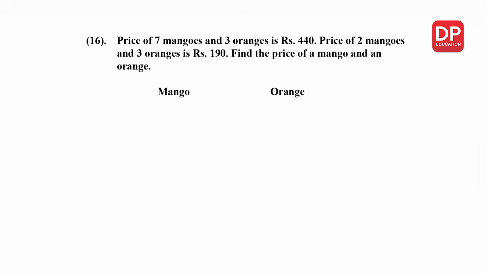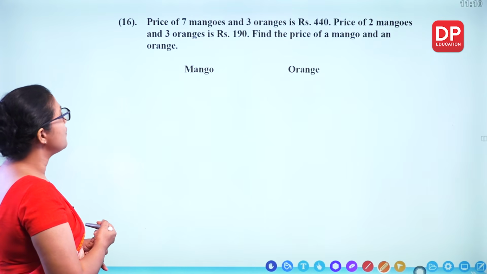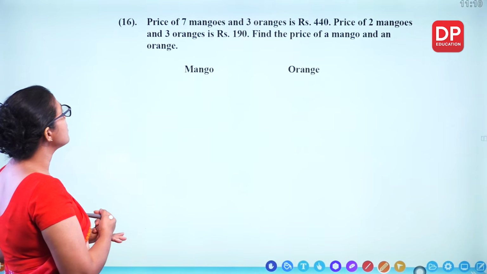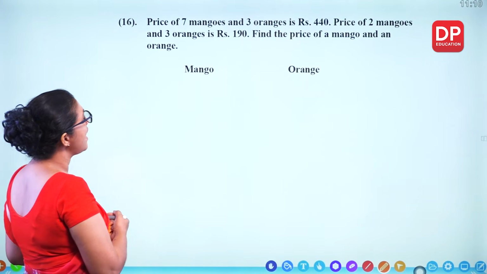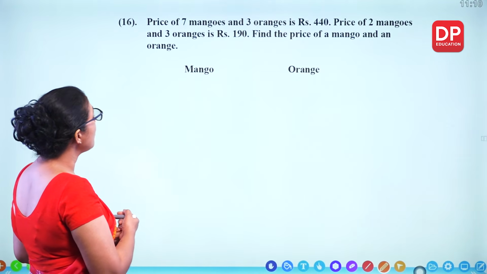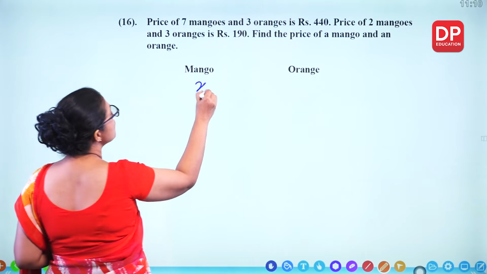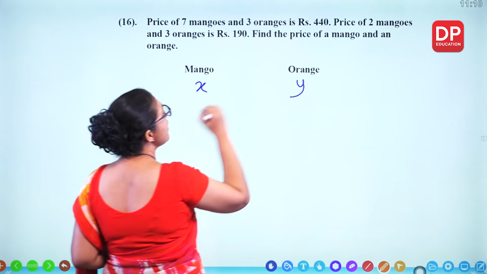This one, the price of 7 mangoes and 3 oranges is 440. The price of 2 mangoes and 3 oranges is 190. Find the price of a mango and an orange. So I'll take x for mango, y for orange.